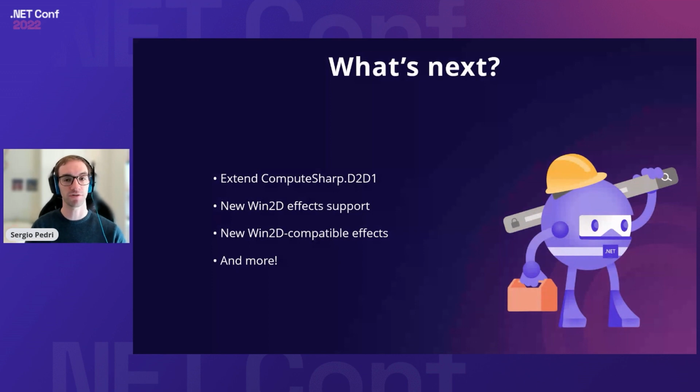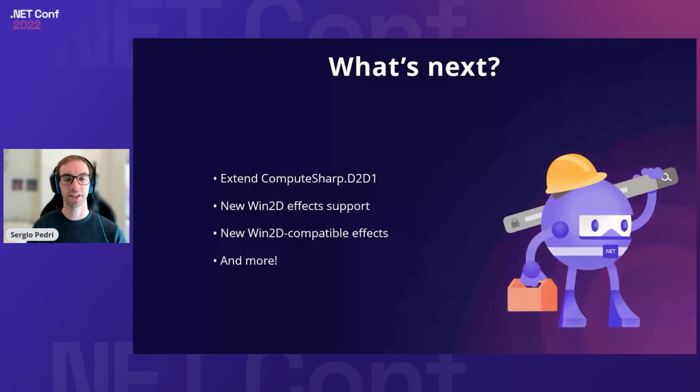There are a lot more features that I just couldn't cover here, and there's also a lot more features that I'm planning on implementing in the near future. Just to give you an idea, I'm currently working on extending ComputeSharp D2D1, which is the version of ComputeSharp specifically for D2D1 pixel shaders. That's also the one that Paint.net uses. And I want to add more options to customize effects, and specifically to make the whole system of adding custom draw transform mappings more customizable.